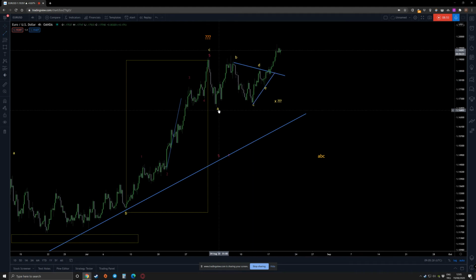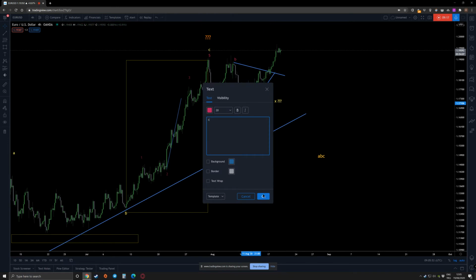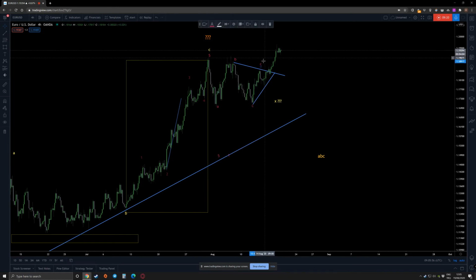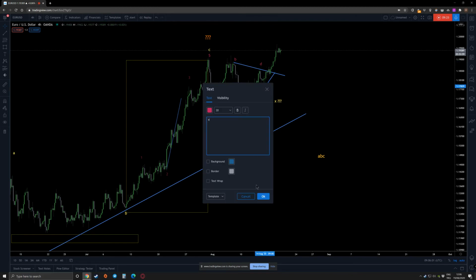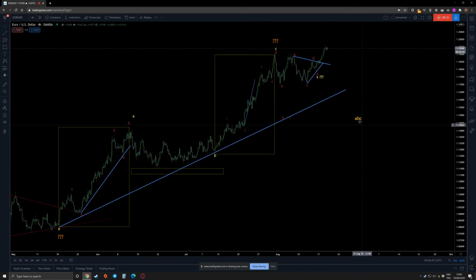By the way, I made a mistake here. All of this is one lower degree. What is our lower degree? Well, this is it. Sorry, this is the wave A, wave B, wave C, wave D, and a wave E.